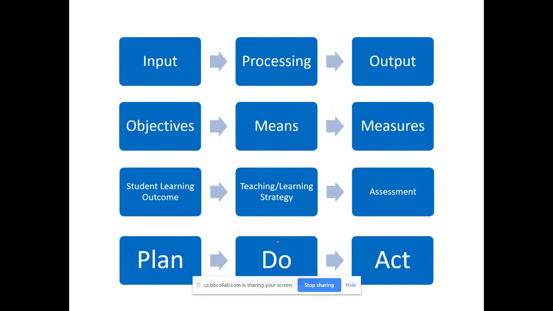Maybe the steps are collapsed, but a lot of evaluation plans refer to this as the big three, right? What's going in, what are the processes that are actually happening, and then what's coming out on the other side. And we sort of live in the middle two frameworks, which is objectives, means, and measures.